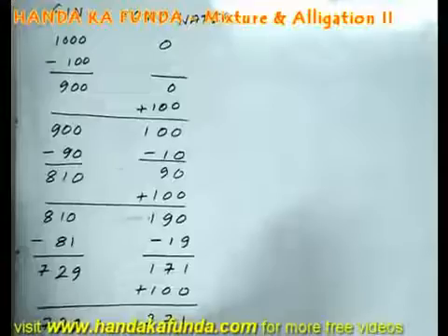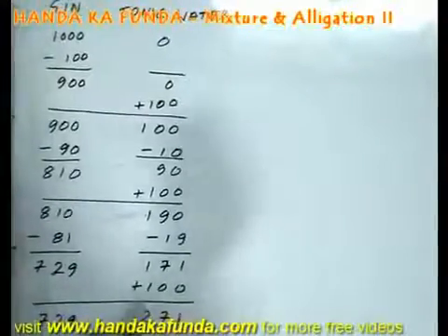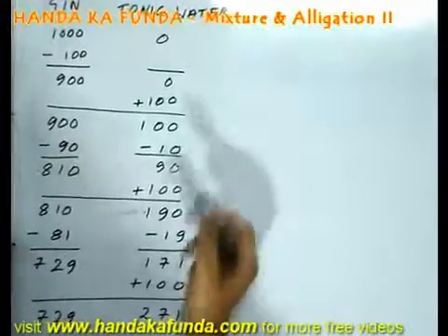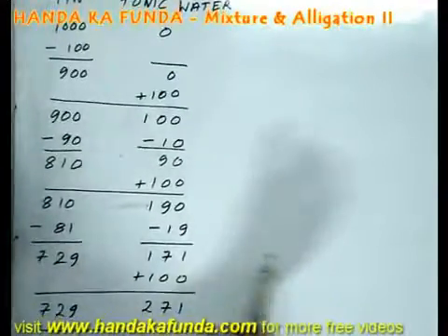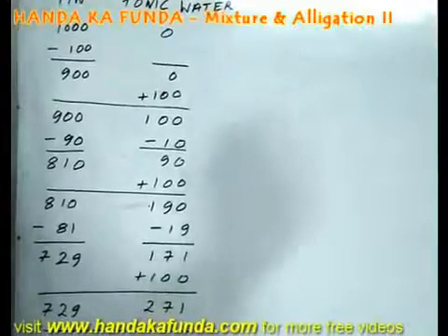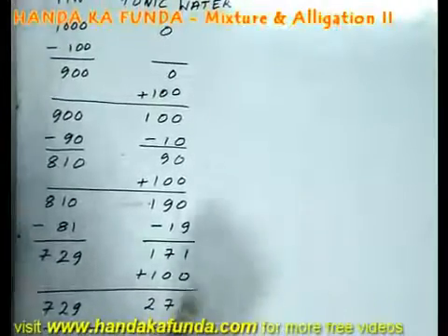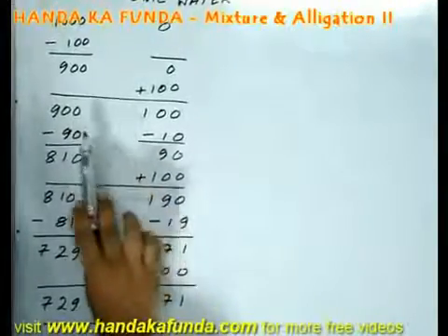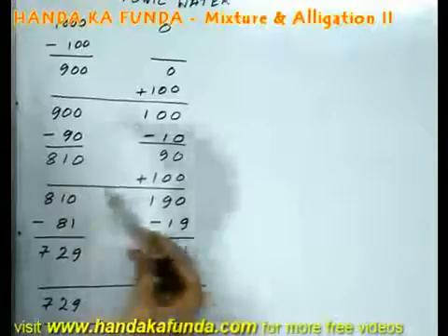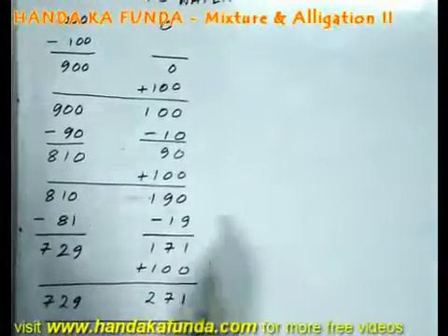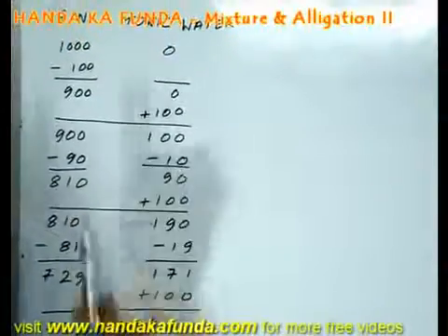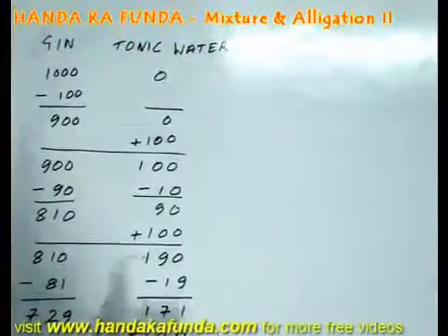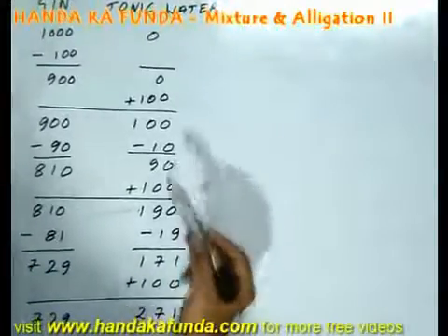When I repeat the process a second time, when I am taking out 100 ml for the second time, can I take out 100 ml of pure gin? No. Can I take out all the water that I had put in? No. When you take out something from a mixture, it comes out in the ratio that it is present in the mixture. That is, when I take out 100 ml from this solution, in which gin and tonic are in the ratio of 9 is to 1, 100 ml will come out in the ratio of 9 is to 1. That is 90 ml gin will come out and 10 ml tonic water will come out. So I will have 810 ml of gin and 90 ml of tonic water.